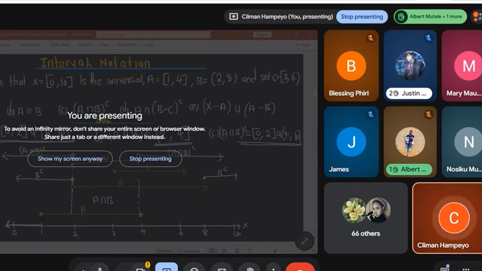That's how you write that one. It's the same complement thing we are doing, the same way we did B. That's what we did there.